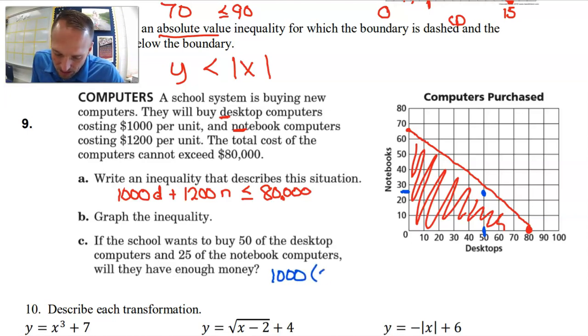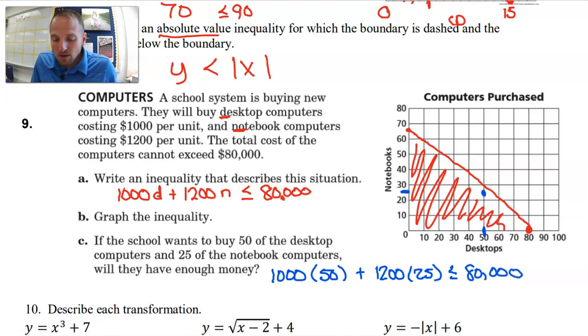1,000 times 50 plus 1,200 times 25, is that less than or equal to 80,000? Well, I really don't know. So let's see. 1,000 times 50, okay, that's just going to be 50,000, plus 1,200 times 25. What does that equal? That equals 80,000. Okay, so 80,000, is 80,000 less than or equal to 80,000? Yes, it is. It's equal to.